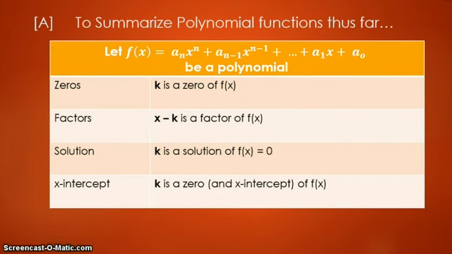That's how that factor looks, but we're saying that x minus k is a factor of f of x. K is a solution of f of x equals 0, and you can see how the solution, the zero, as well as the x-intercept of f of x, all correlate with one another. Factor is a technical way to write that in factored form, but zero, solution, and x-intercept in this sense are all considered to be the same thing.